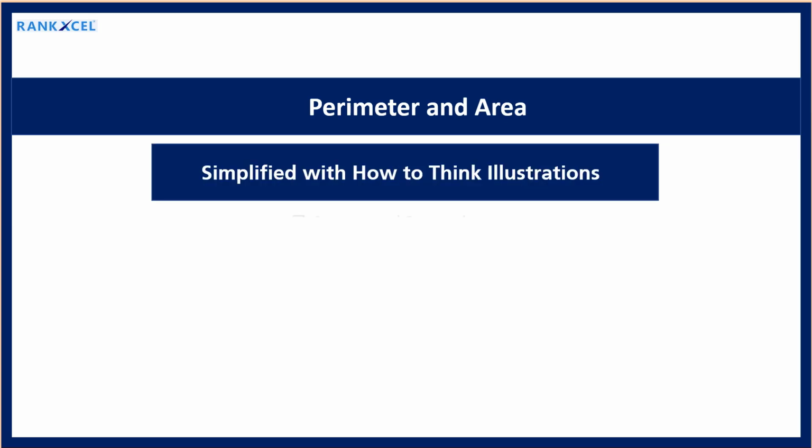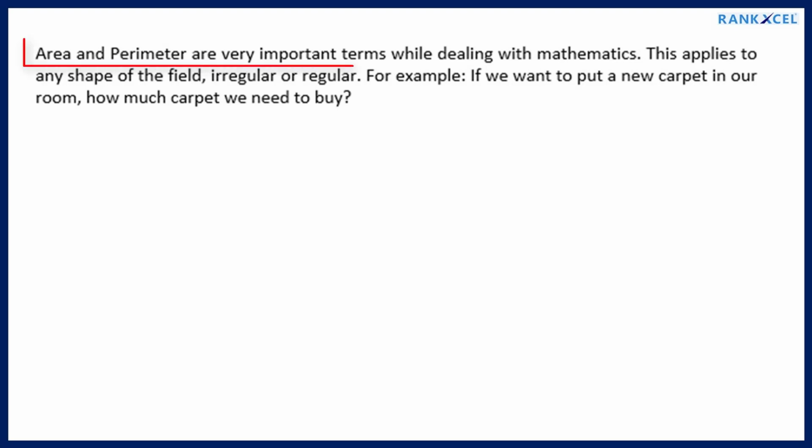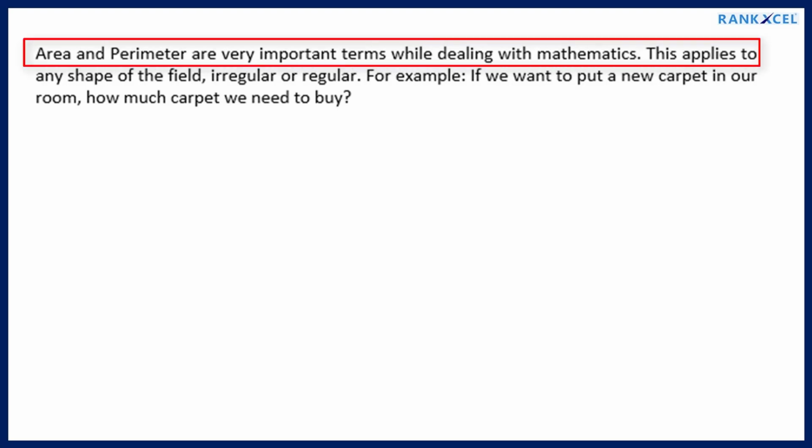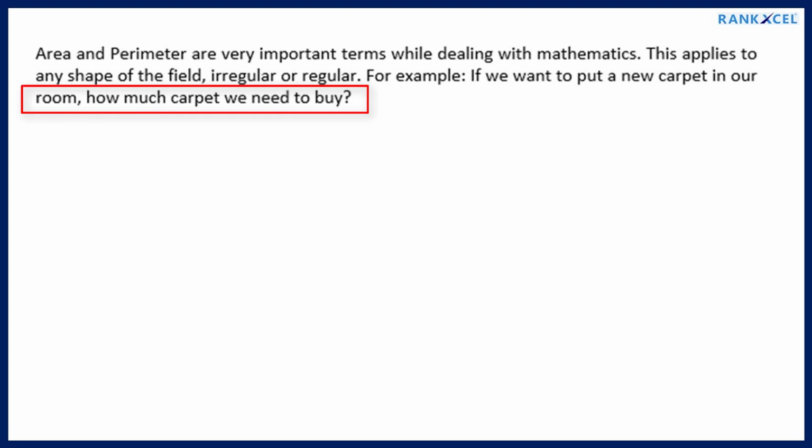The concepts covered are squares and rectangles, area of a parallelogram, area of a triangle, circles, conversion of units, applications. Area and perimeter are very important terms while dealing with mathematics. This applies to any shape of the field, irregular or regular. For example, if we want to put a new carpet in our room, how much carpet we need to buy.